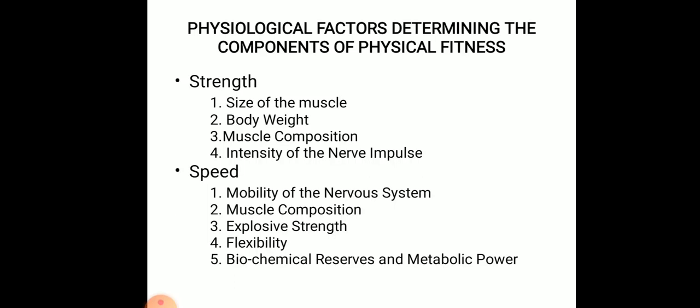The energy supply also depends on certain enzymes which increase the metabolic power. The amount of ATP, CP, and the rate of energy supply can be enhanced by training. Therefore, it can be said that the biochemical reserve and metabolic power determine the speed. So this is for the speed.